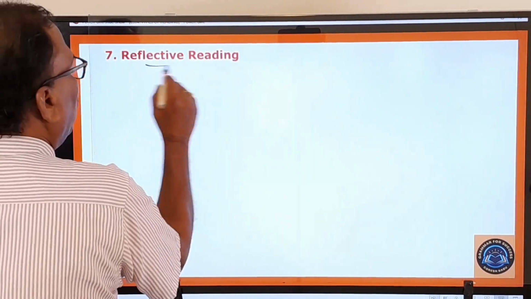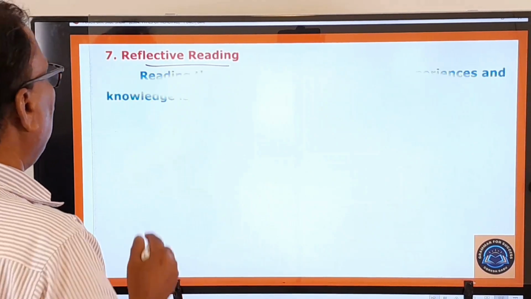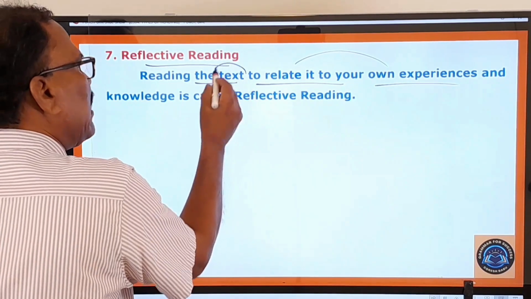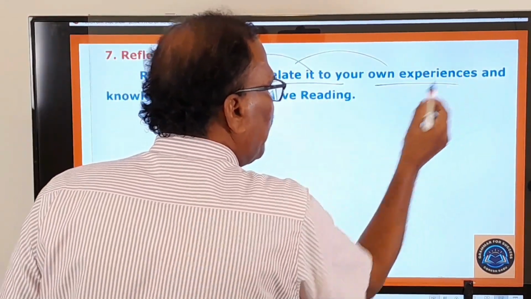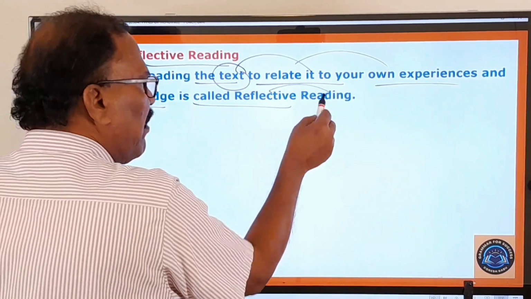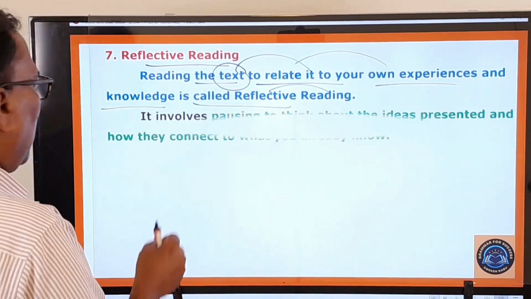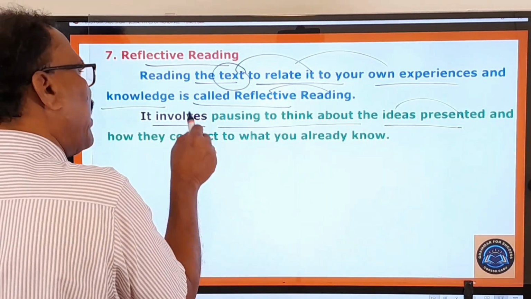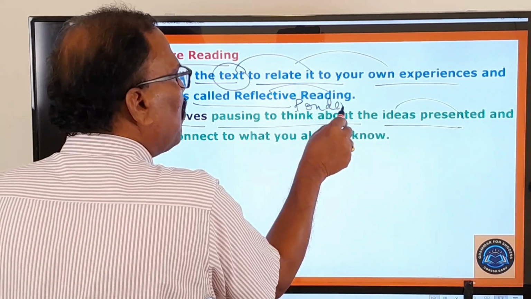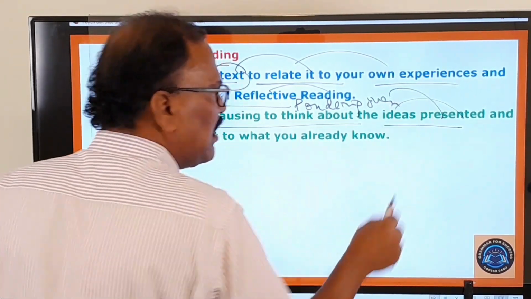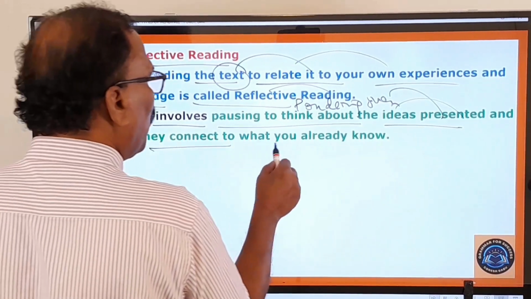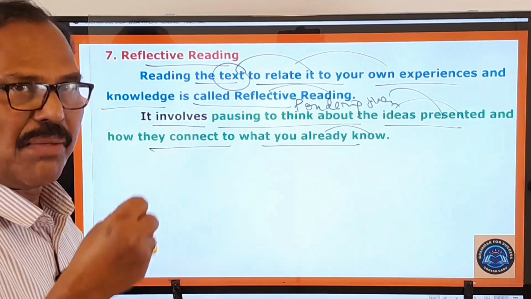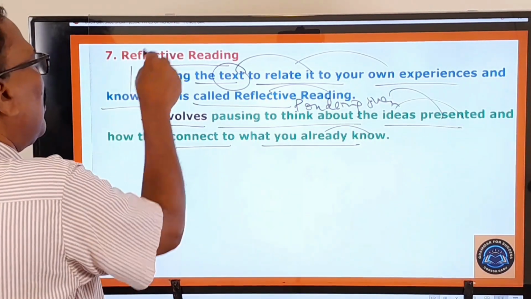Seventh one, reflective reading is there. What is this reflective reading? Reading the text to relate it to your own experiences. Okay, you are reading the text to relate that text to your own experiences and knowledge. That is called reflective reading. Okay, right. And here it involves pausing to think about the ideas presented. So this kind of reading involves pondering over the ideas presented in that passage and how they connect to what you already know. So how they connect to things that you have already known. So this kind of reading is called reflective reading.